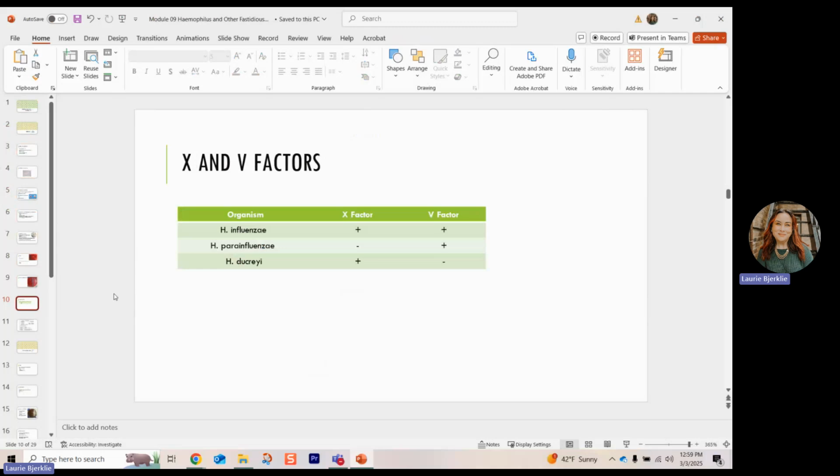So we can streak out an organism on a quad plate, incubate, and look at where it grew, which section it grew in, because wherever it grew, it said it needed that factor.